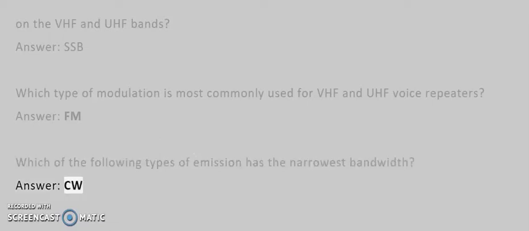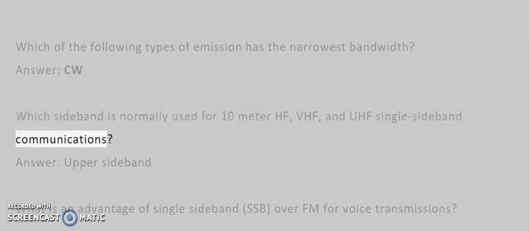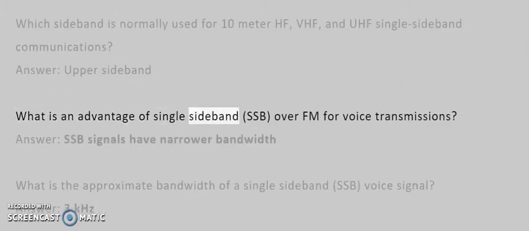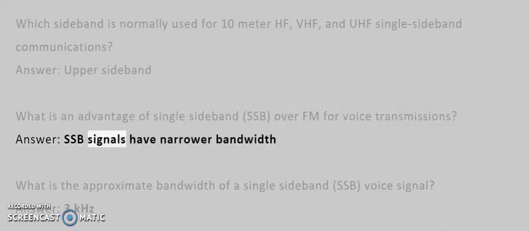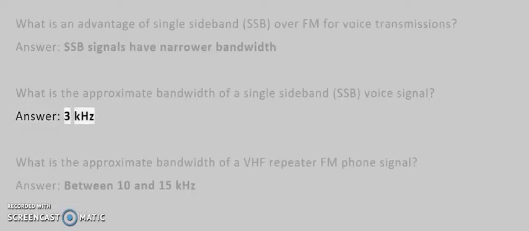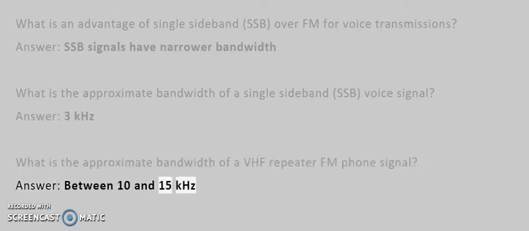Answer, CW. Which sideband is normally used for 10-meter HF, VHF, and UHF single sideband communications? Answer, upper sideband. What is an advantage of single sideband, SSB, over FM for voice transmissions? Answer, SSB signals have narrower bandwidth. What is the approximate bandwidth of a single sideband, SSB, voice signal? Answer, 3 kHz. What is the approximate bandwidth of a VHF repeater, FM phone signal? Answer, between 10 and 15 kHz.